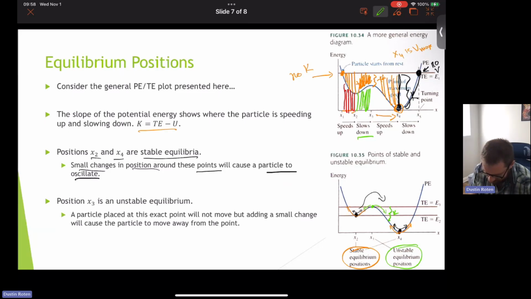Okay, so position x3 is an unstable equilibrium, and essentially a particle placed at this exact point will not move. Now, in the example of a stable equilibrium, it will move because it'll oscillate. But with the unstable, it's going to sit there perfectly until you add any small change, and then the particle is going to want to move away. So that's the two differences here between a stable and an unstable equilibrium.